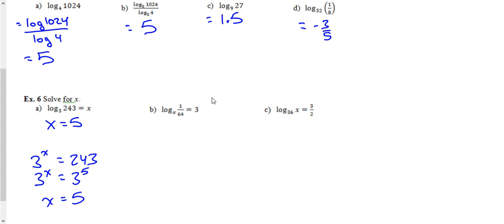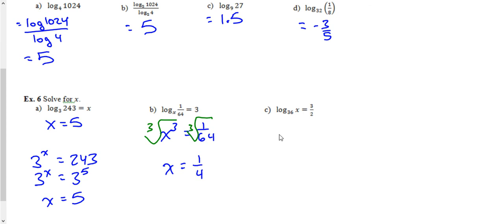This one here is kind of tough to type into your graphing calculator, you really can't type it, so let's quickly do a rewrite on this. So this is now x exponent 3 equals 1 over 64, and you want to get x there by itself. How do you do that? Well, I'm going to cube root both sides, so x ends up being 1 over 4.